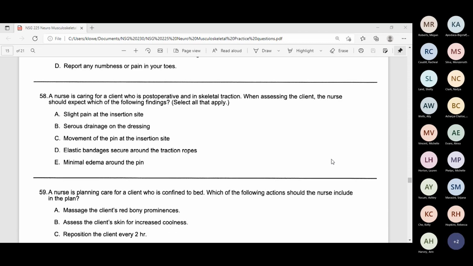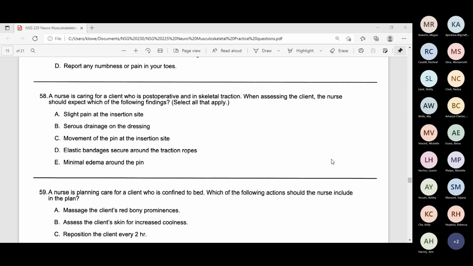Nurse is caring for a client who's postoperative and in skeletal traction. When assessing the client, the nurse should expect which of the following findings? What about slight pain at the insertion site? You think that's normal? Yes. Serous drainage on the dressing? A little bit, yes, so that's normal.